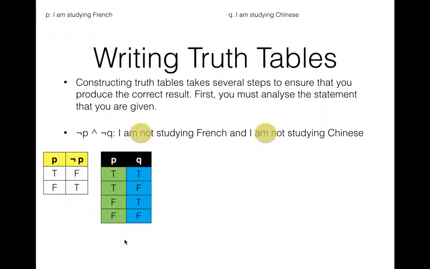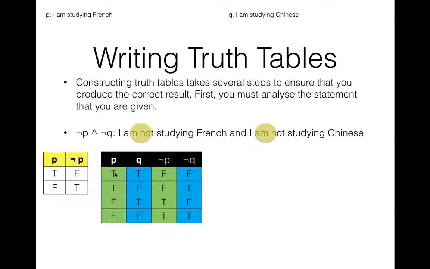If I then negate those options, then when P is true, not P is false. When Q is true, not Q is false. When P is true, not P is false, and when Q is false, not Q is true, and so on. So I've just negated each of these statements.